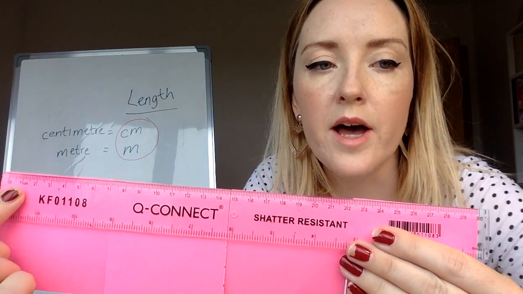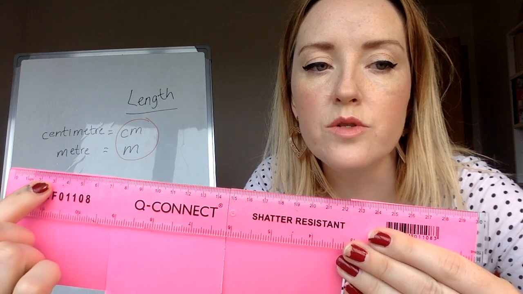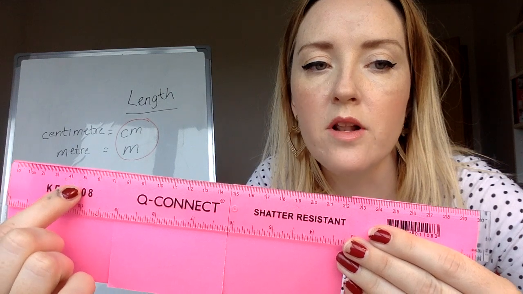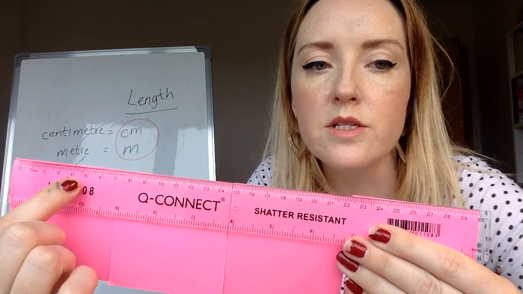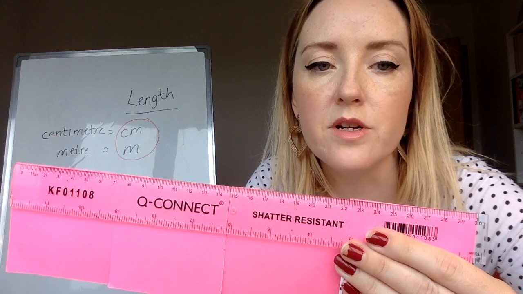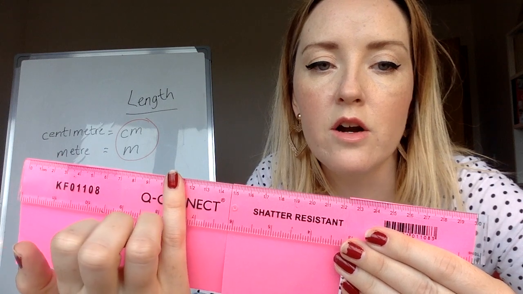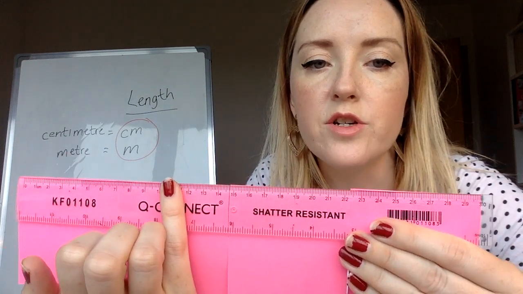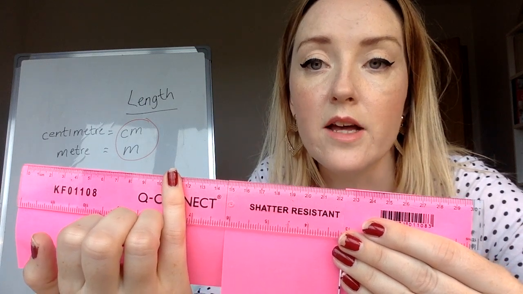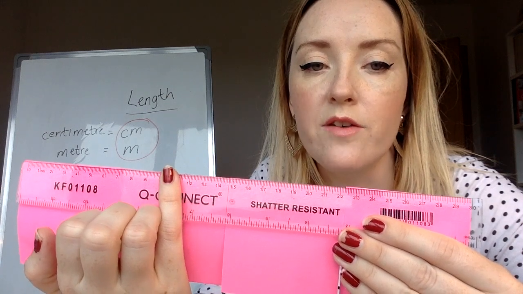Here we have 0 to 1 centimeter, 1 to 2, 2 to 3, 3 to 4. All these individual measurements are 1 centimeter. That's our standard unit, 1 centimeter. You can see up to here, how many centimeters is that? Yeah, 10 centimeters. There's 10 centimeters in the measurement I have here on my ruler.